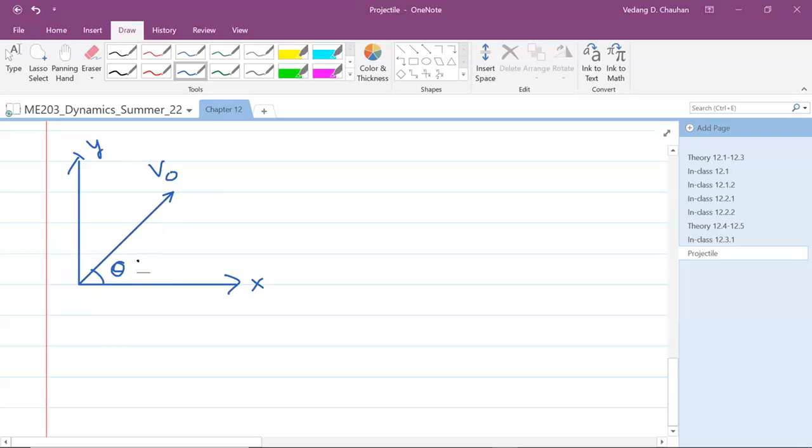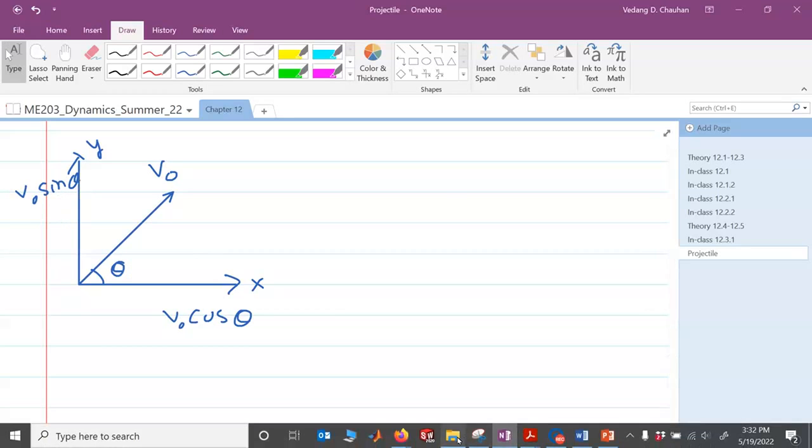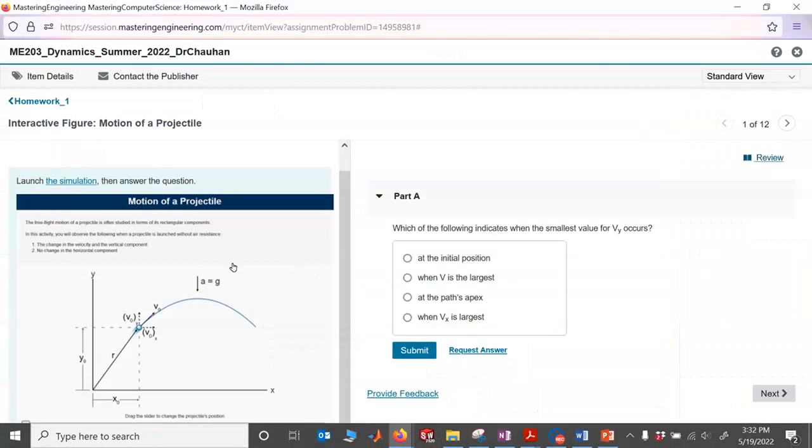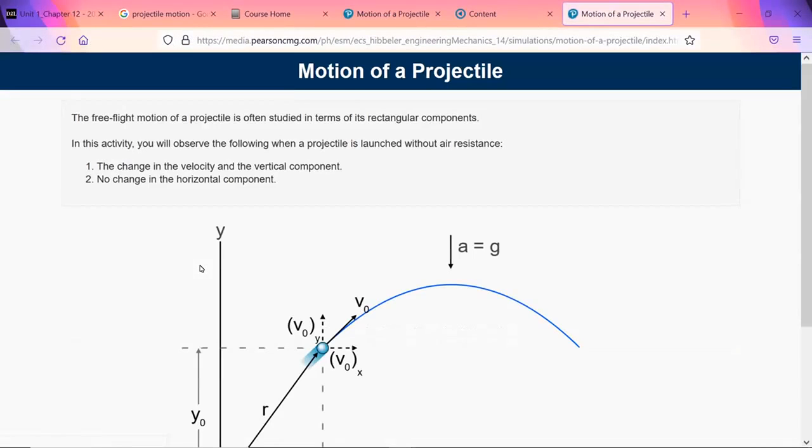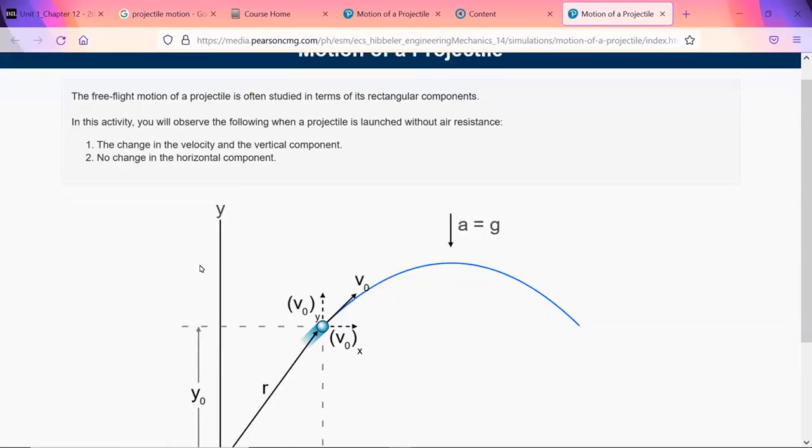If this is v0 and this angle is theta, then the x component of the velocity is v0 cosine theta and the y component of the velocity is v0 sine theta. Now let's look at this projectile, the motion of a projectile. This is from homework 1.